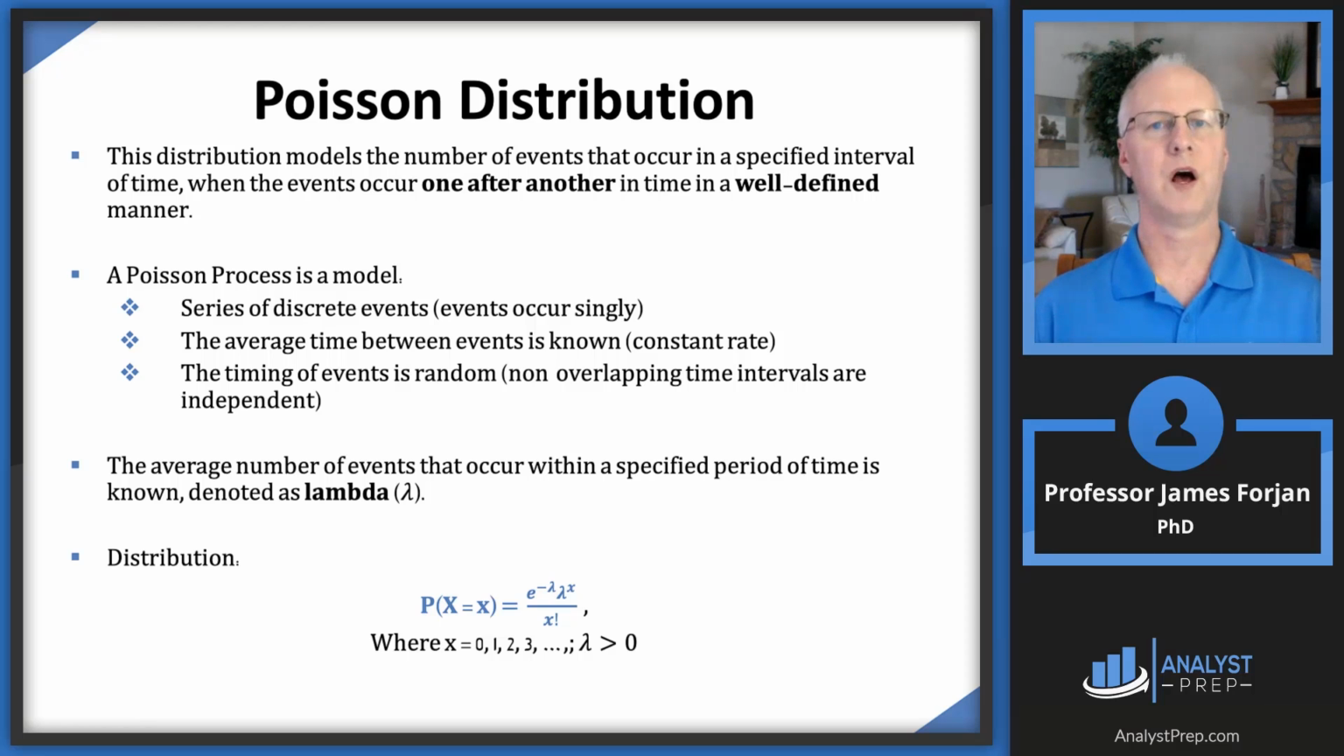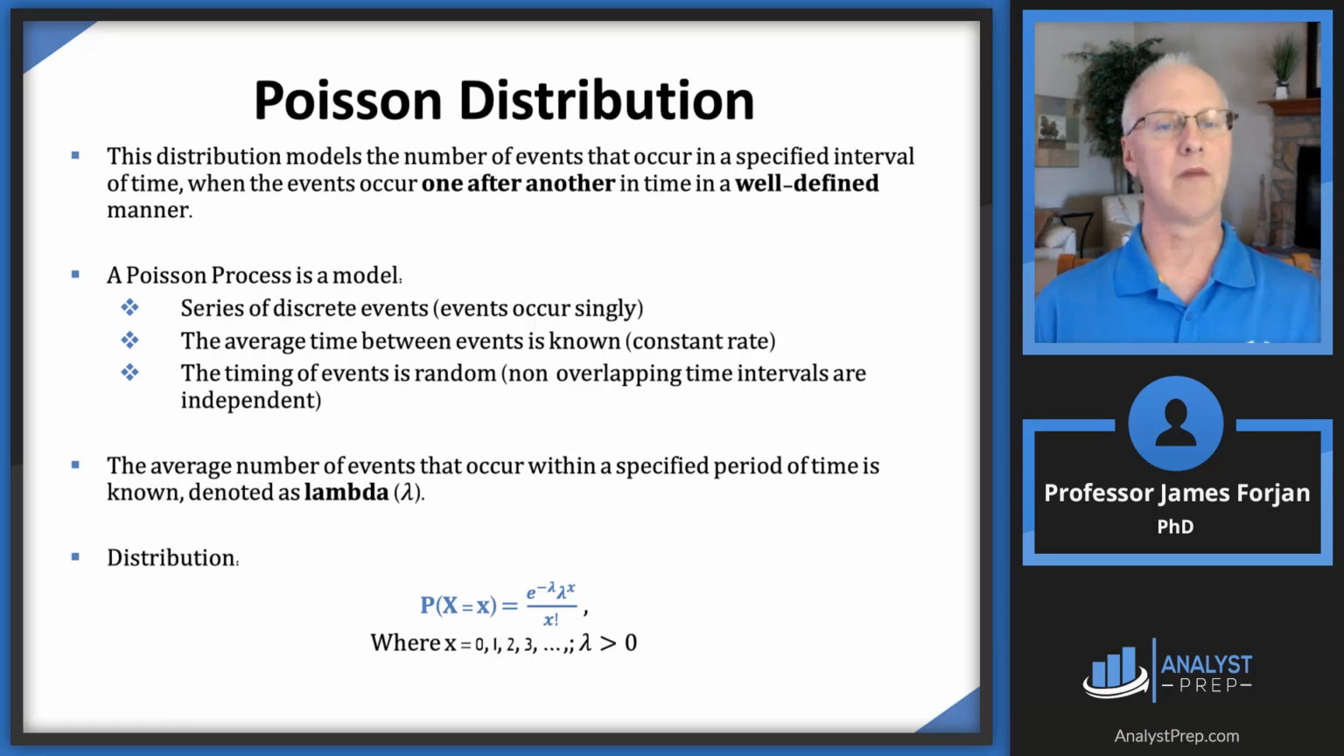How about a Poisson distribution? This distribution models the number of events that occur in a specified interval over time. Okay, so these events occur one right after another in a well-defined manner. So the process has to have a series of discrete events. So they occur singly, like something happens over time, like customers walking into the bank, or an internet surfer clicking on a story.